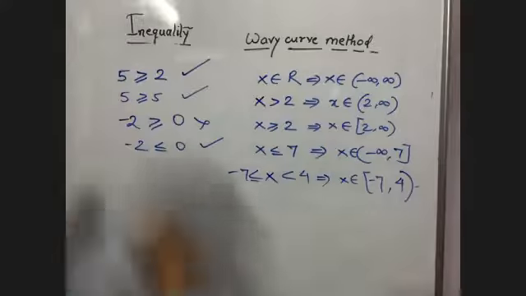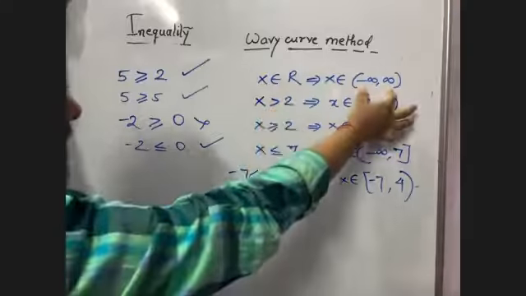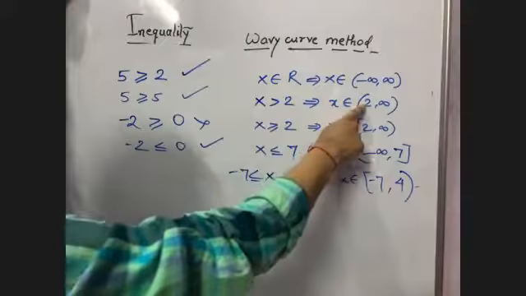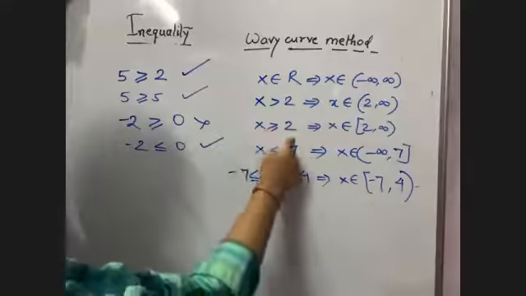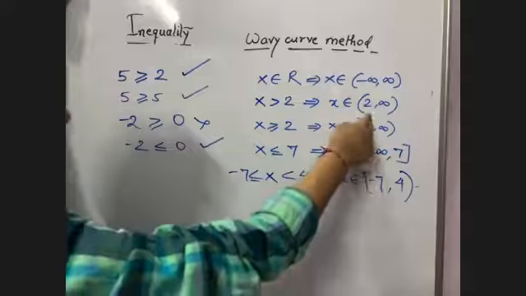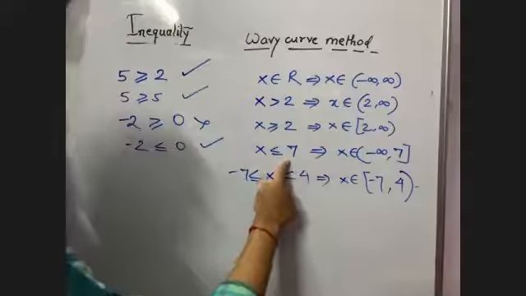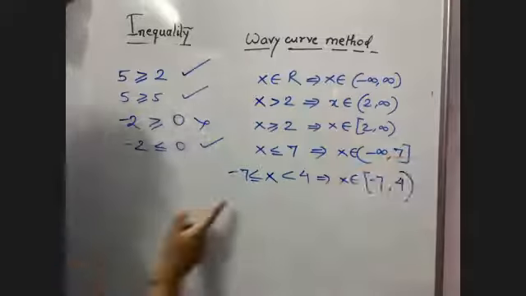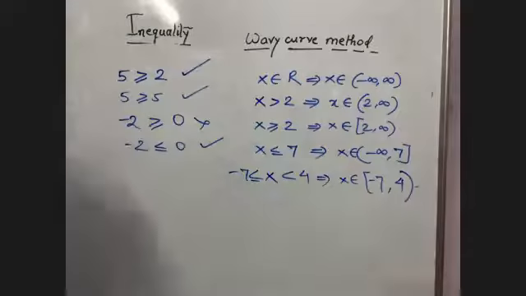Vishnu, look at this. x belongs to all real numbers, so the entire number line means -infinity to infinity. x greater than 2 is 2 to infinity, with an open bracket because 2 is excluded. Greater than or equal to 2 is 2 to infinity, but here it is a closed bracket. Less than or equal to 7 means all numbers smaller than 7: -infinity to 7. And -7 to 4. Should I rub this? Okay, Priya, write down.